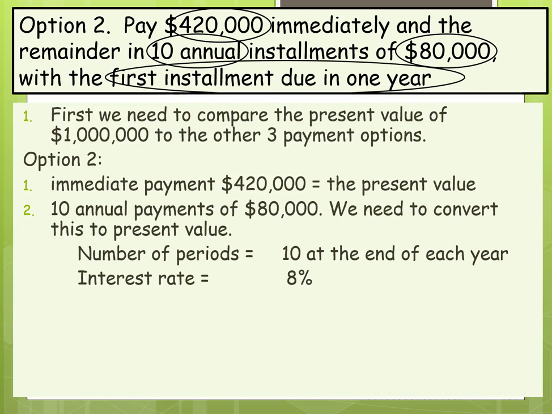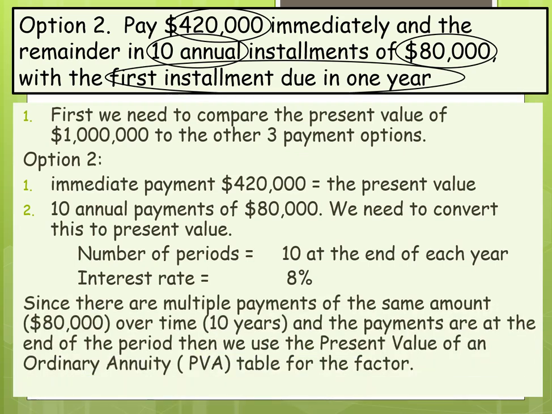So remember, you have to pay close attention to when the payments are going to be made. Are they going to be annual, semi-annual, quarterly, or monthly? Because that's going to affect the interest rate you use and the number of periods when you go to the tables. Now, since we have multiple payments of the same amount and the payments are at the end of the period, we're going to use the present value of an ordinary annuity table to get our factor.